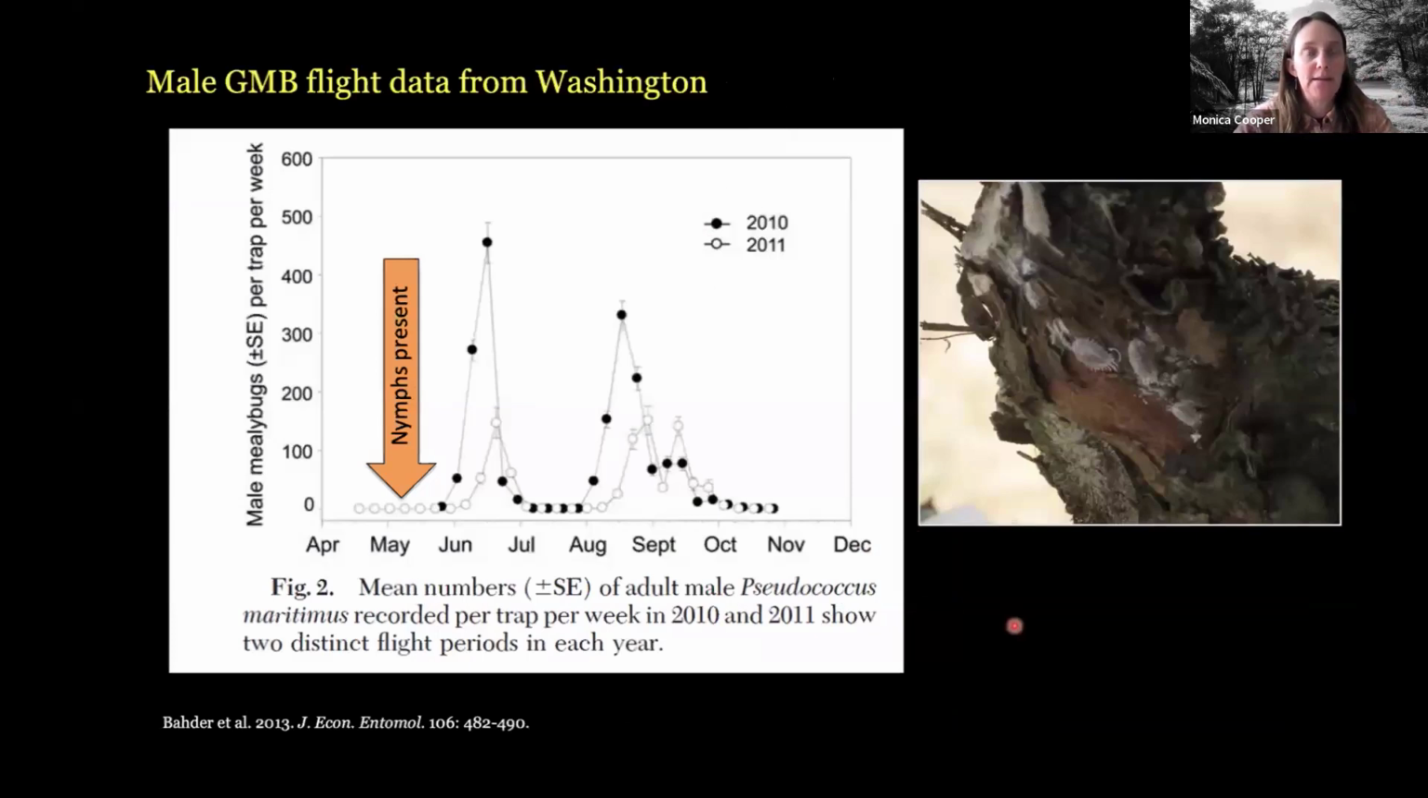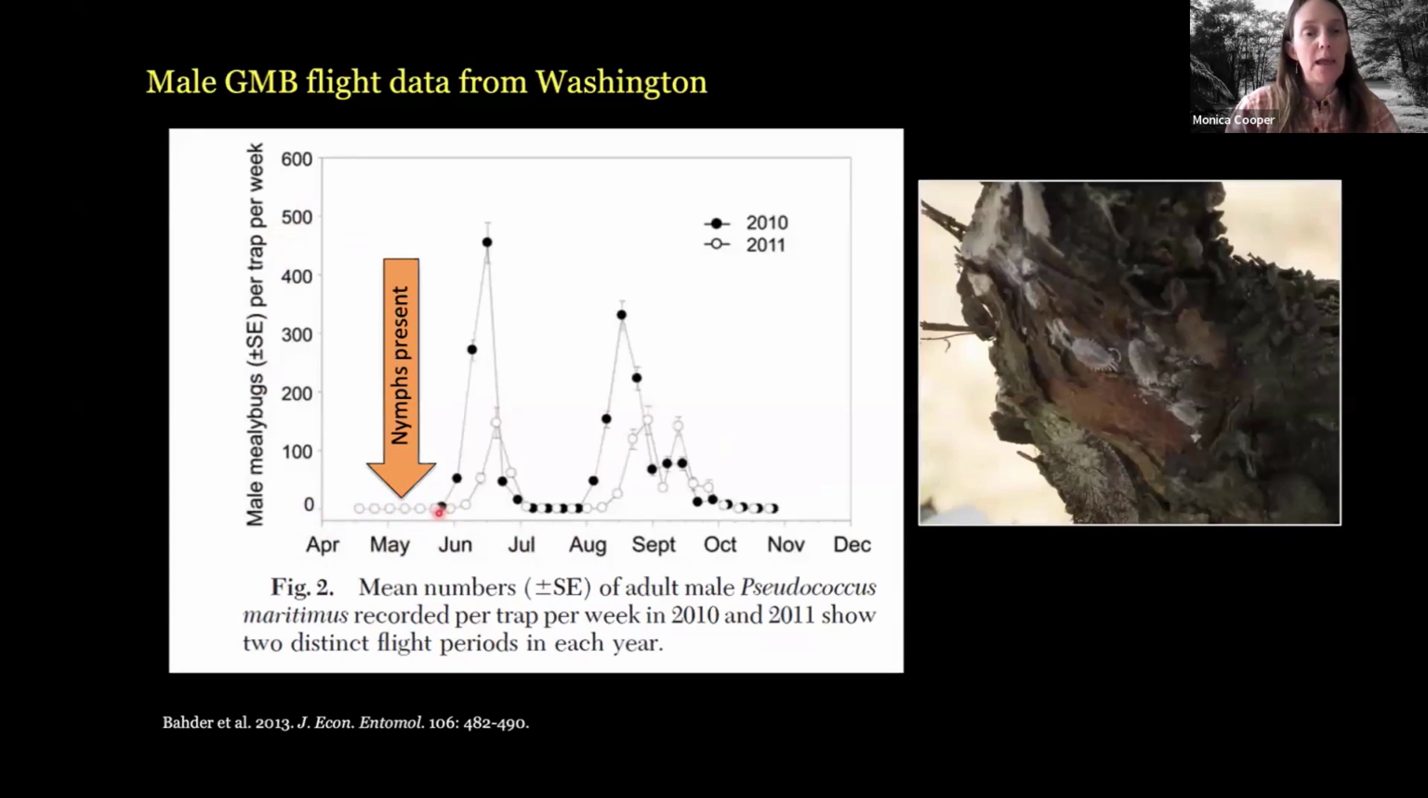So here are some flight data that were published from Washington, from some work that Brian Bader did while he was in Doug Walsh's lab in 2010 and 2011. And so you're looking at the month of the year across the x-axis, and then the number of male mealybugs in the trap on the y-axis. So following the phenology at the beginning of this growing season, we're not catching males in the traps. And the reason is because there are no males present. So at that time of the year, all the mealybugs are in the nymph life stage. And so we're not finding any males in our traps.